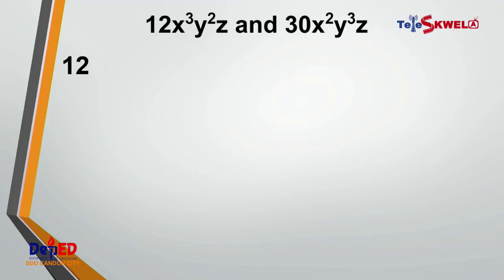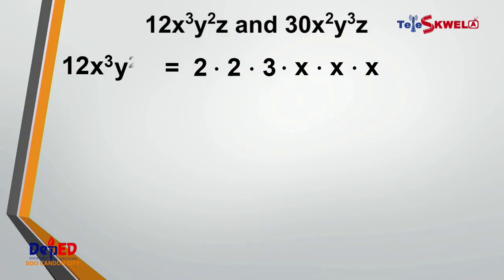Let us write down the factors of 12x cubed y squared z and 30x squared y cubed z. First, we have to factor the numerical coefficient 12. So we have 2 times 2 times 3. Next, we factor x cubed. We have x times x times x. For y squared, we have y times y. Then just copy z since it has no exponent.